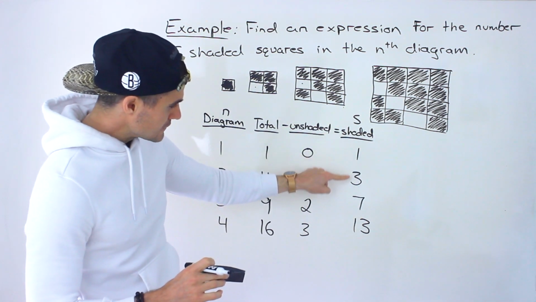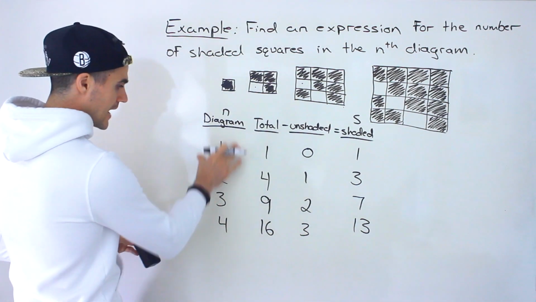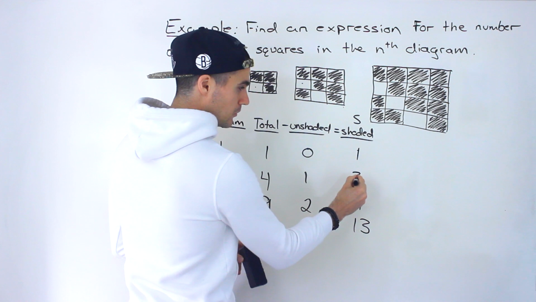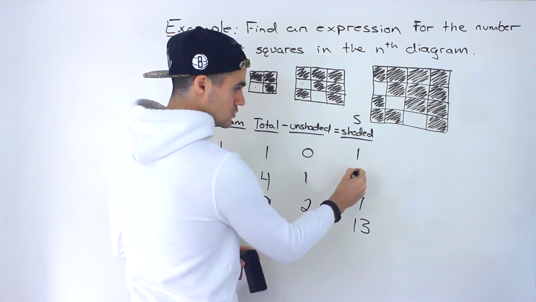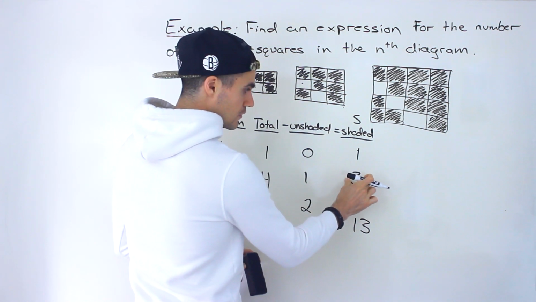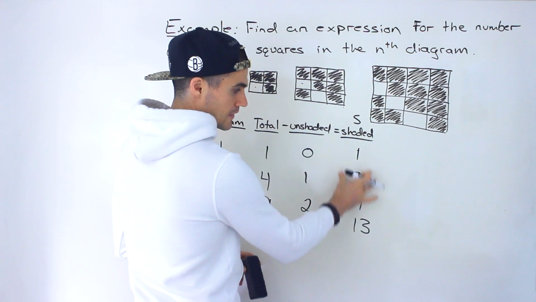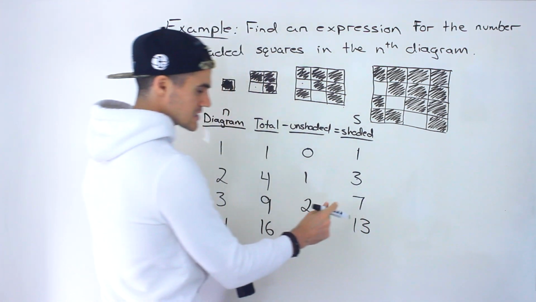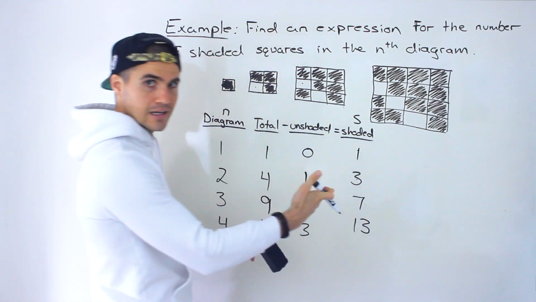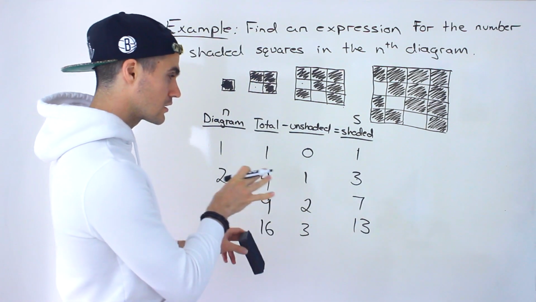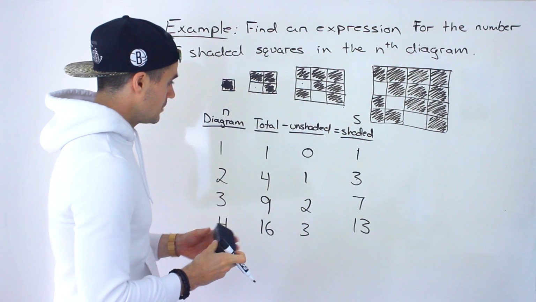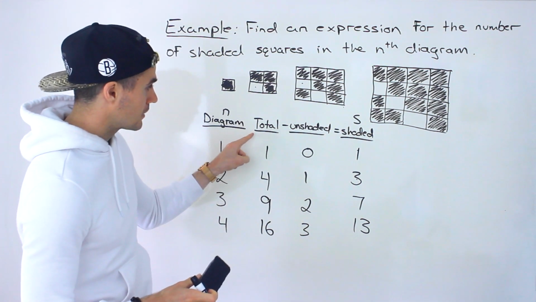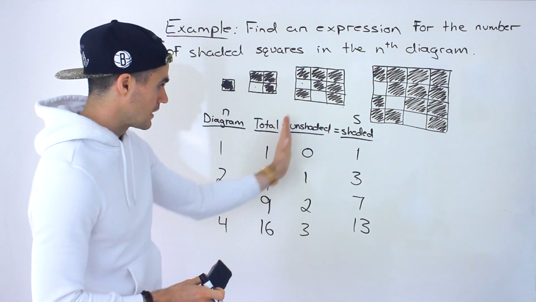Let's say we didn't add these 2 columns and we just had this shaded column. It's kind of tough to see a pattern of how the diagram number relates to it because we have 1 and then 3. There's a difference of 2 here, but then from 3 to 7 there's a difference of 4, and from 7 to 13 there's a difference of 6. If you really start analyzing it, you could come up with a pattern. But the pattern is a lot more apparent in this column and in this column.